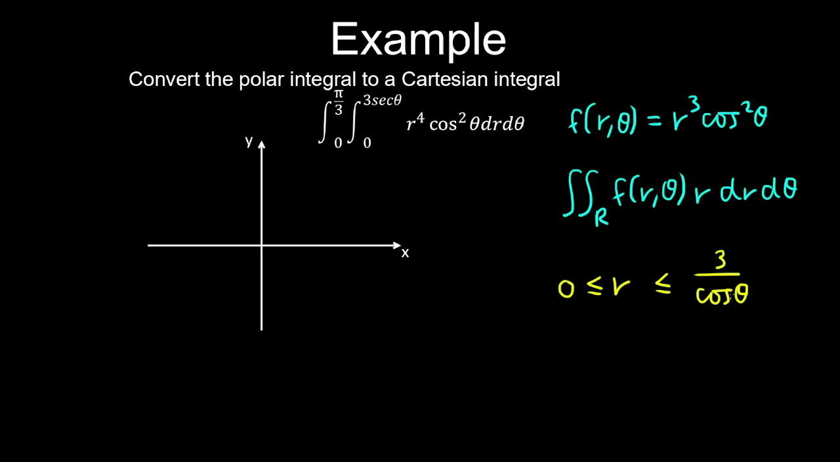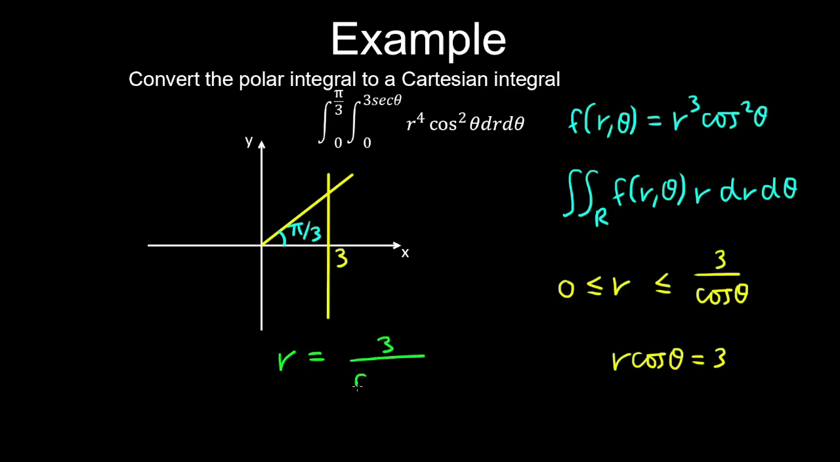And r is equal to 3 on cosine theta is the same as r cosine theta is equal to 3. So this is the polar equation of a vertical line at a distance of 3 from the pole. So we're integrating from r equals 0, being the pole, to this line. And the angle theta is from 0 to pi on 3. So from this equation, we have r is equal to 3 on cosine pi on 3.